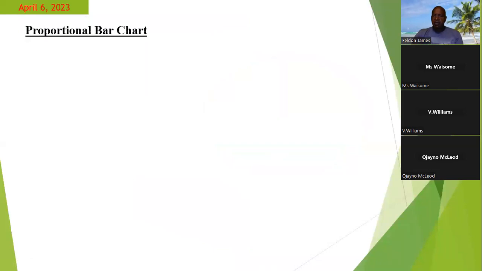So we would have seen how to draw a pie chart. So the next chart that we have in mind is our proportional bar chart. Now, whereas a circle, which is the pie, represents the total data, a proportional bar chart now is just a single bar that represents the total data.